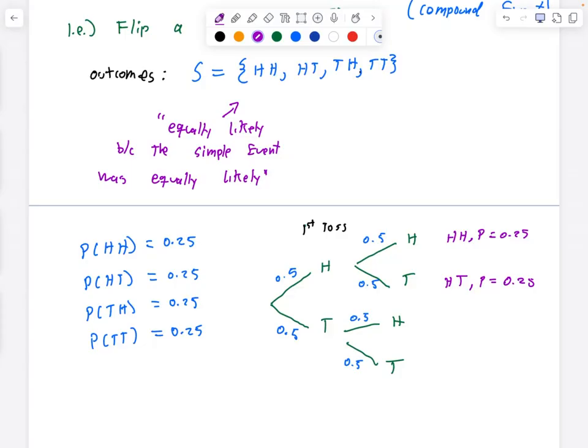Now, I want you to notice something. If we add all of the probabilities for the compound event at the end, we get 1. What happens if I add up these two numbers right here for the first event as well? If I add up these two, I get 1. If I add up these two, I get 1. And all of them, I get 1.